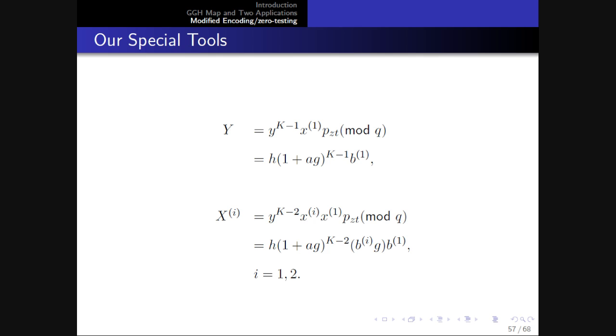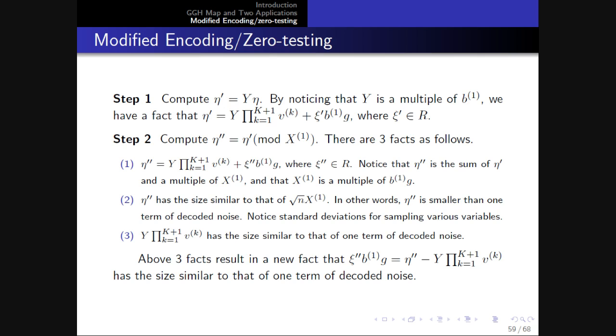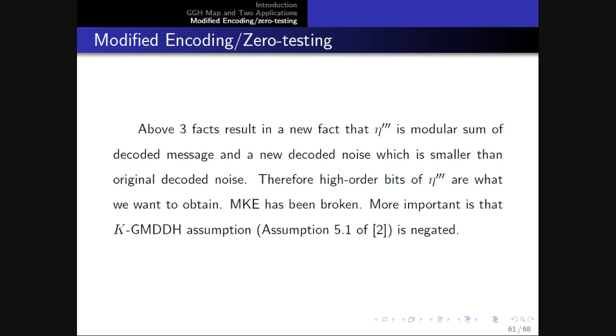Then the detail of our modified encoding zero testing. Now, here is our special tools for modular operations. And here are our three steps, and our conclusions. Then other details of our work are on our manuscript. I think they are a little big. My time is coming. So thank you all.